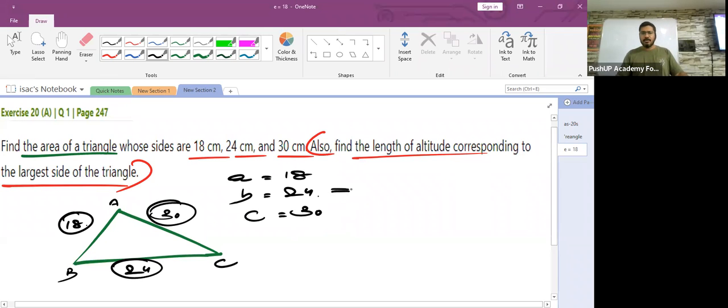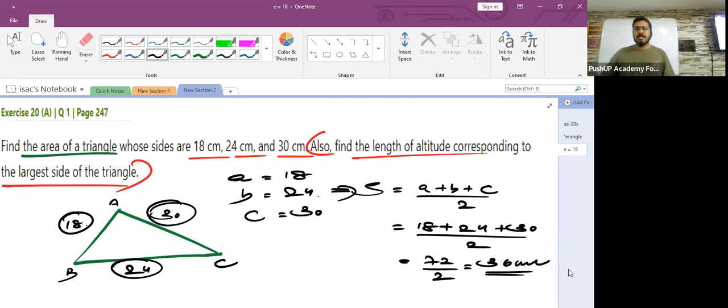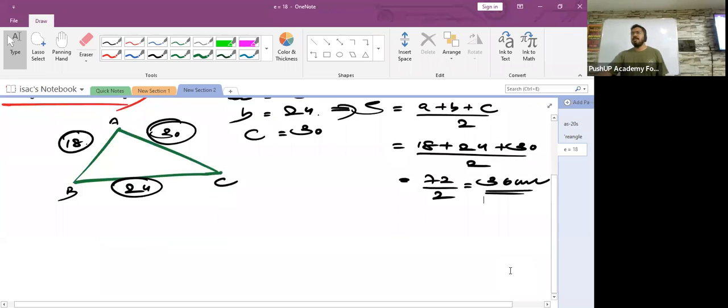Now, if I ask you, what would be the semi-perimeter of this triangle? What would be your answer? a plus b plus c whole divided by 2. So we already know the values of a, b, and c. It is 18 plus 24 plus 30 whole divided by 2. How much is 18 plus 24 plus 30? 72. 48 plus 24, yeah, it is 72. And 72 divided by 2 is 36 centimeters. Very good. So you got the semi-perimeter as 36 centimeters.